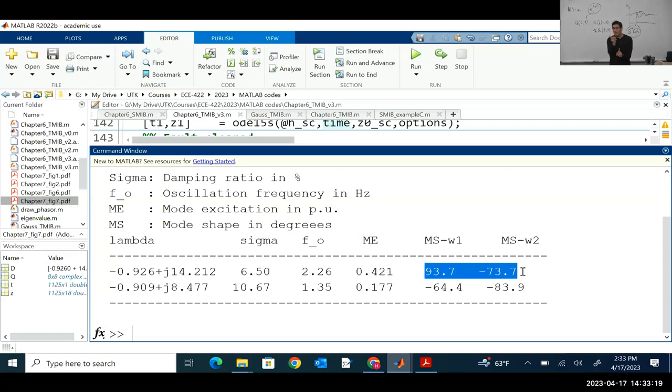The most energetic was the two machines together oscillating with the infinite bus. But in this case, that's the most relevant. We can see the excitation of the mode, and that has the largest number. So we are exciting this mode importantly. And this is very opposite to what we had before.